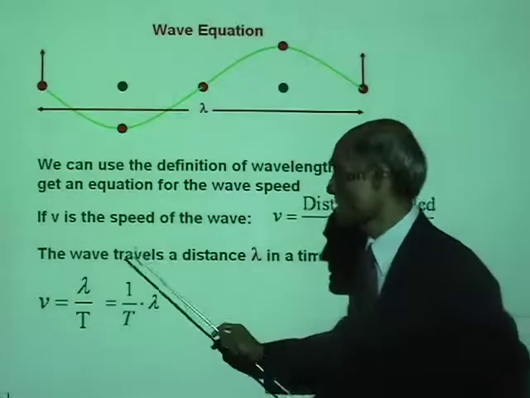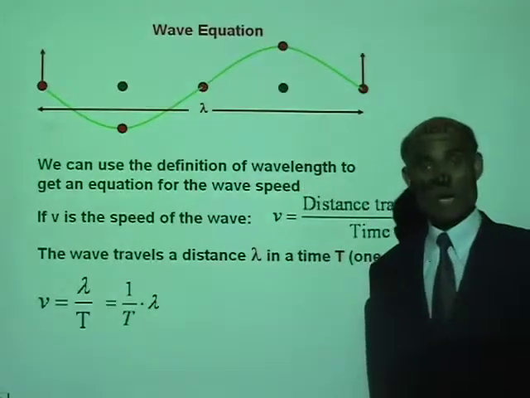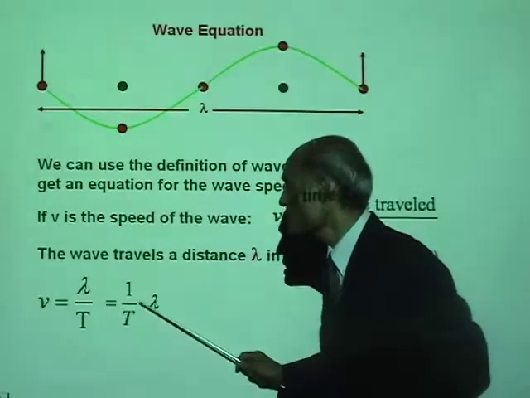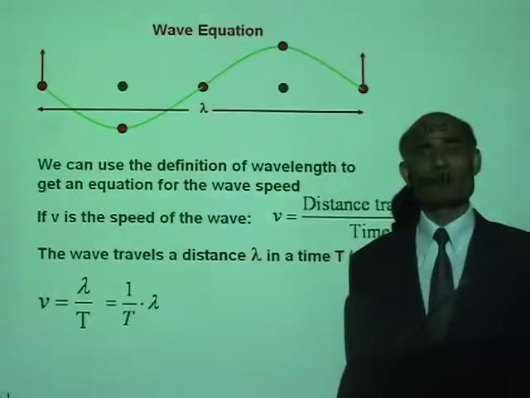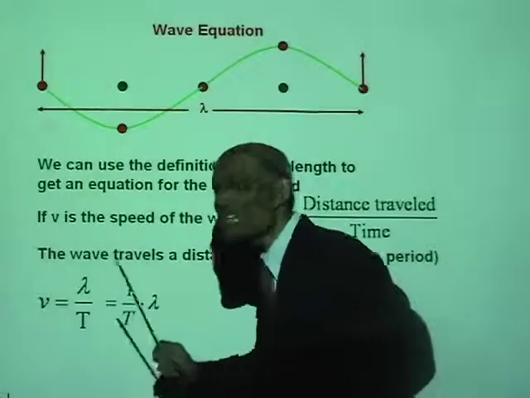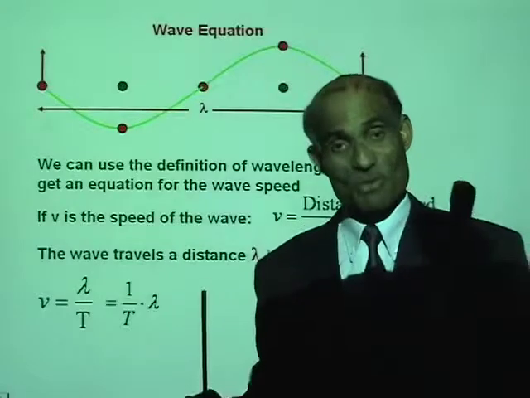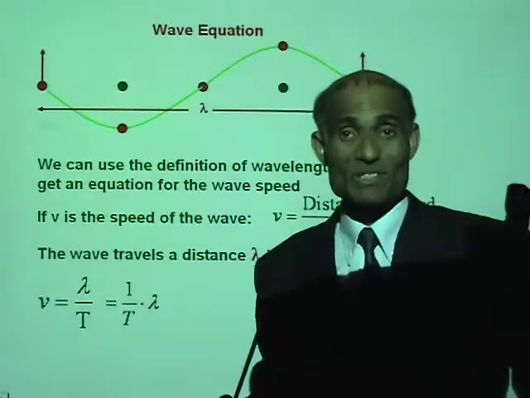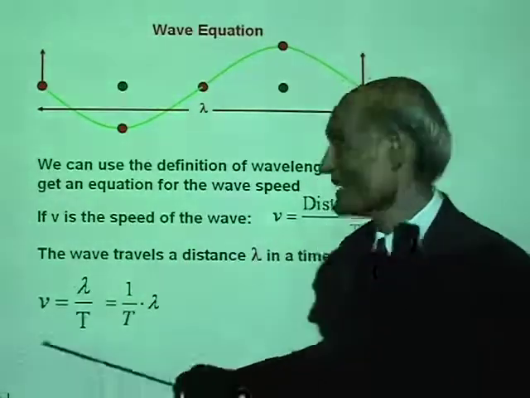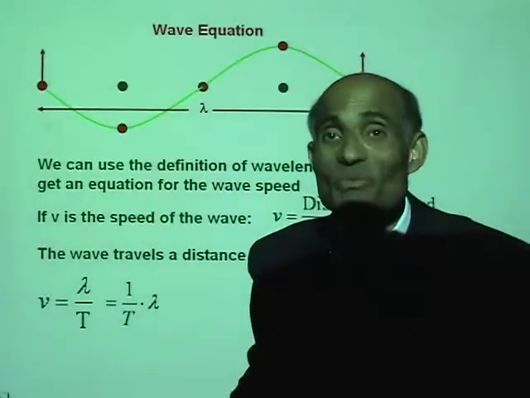Now look at the way I'm going to write it. I'm going to write it as 1 over T times lambda. Lambda divided by T is the same as 1 over T multiplied by lambda. Now, why did I write it like that? Because 1 over T. Do you know the relation between frequency and period? We talked about that in the beginning of the class. Frequency is the reciprocal of the period. In other words, 1 over the period is equal to the frequency.